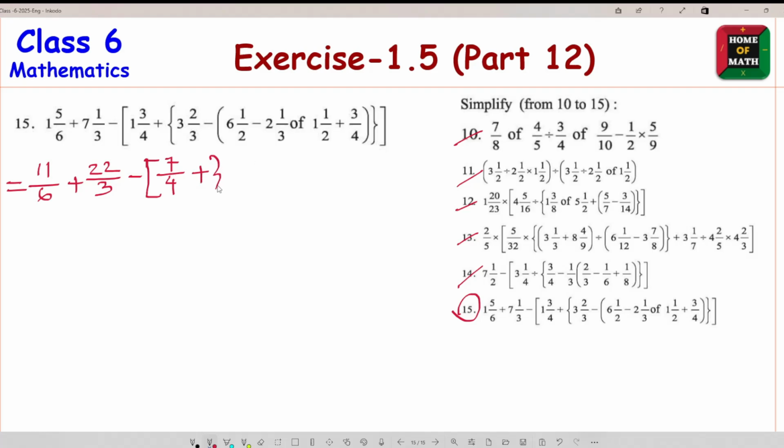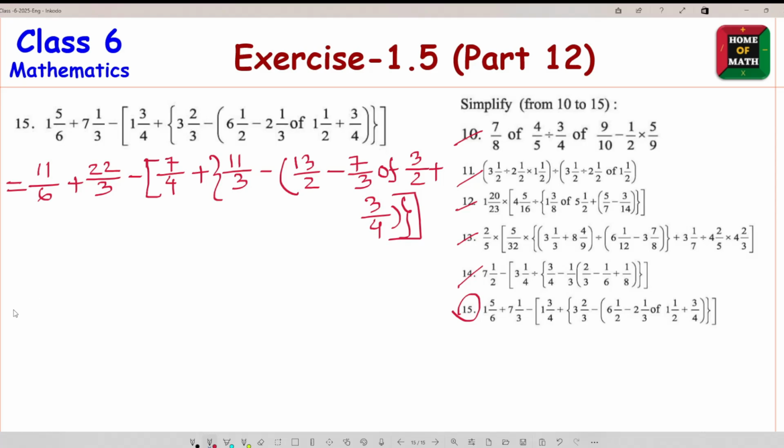Then plus 3 times 3 is 9. 9 plus 2 is 11 by 3, minus. First bracket start, second bracket: 6 1 by 2 means 12 plus 1, 13 by 2, minus 2 1 by 3 means 6 plus 1, 7 by 3. And here is the of: 2 times 1, 1 plus 1 is 3 by 2, plus 3 by 4. First bracket, second bracket, third bracket done.